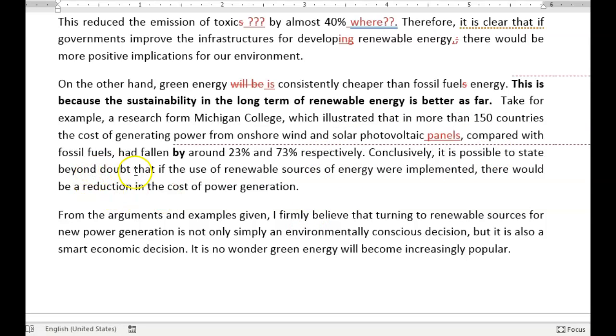Conclusively, it is possible to state beyond doubt that if the use of renewable sources of energy were implemented, with a correct use of conditional, there would be a reduction in the cost of power generation. Okay. I would add an adjective here before reduction: a considerable, a significant, an impressive reduction.